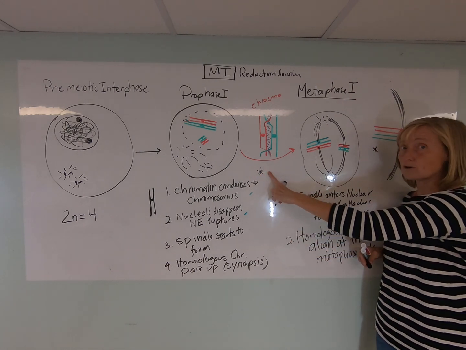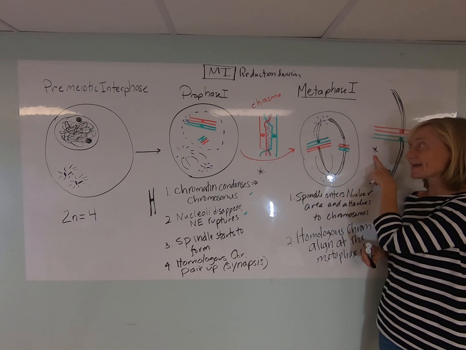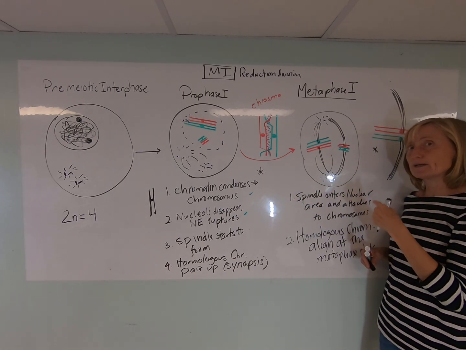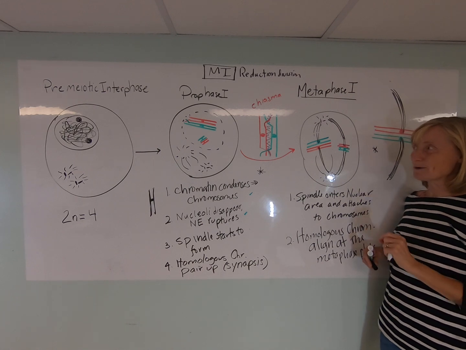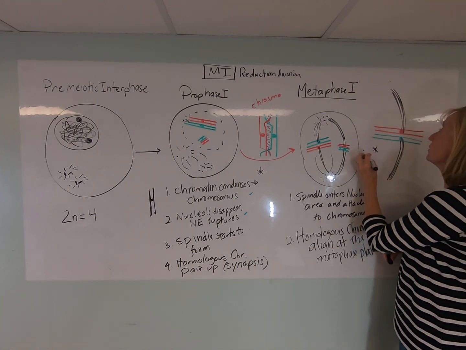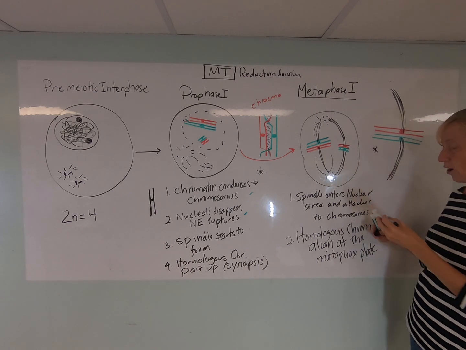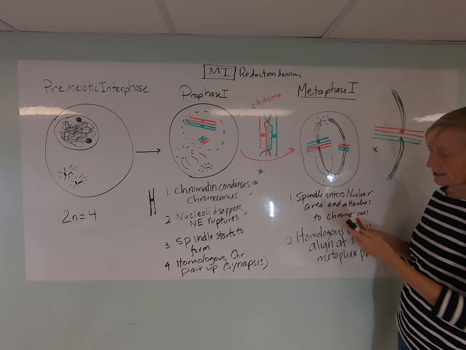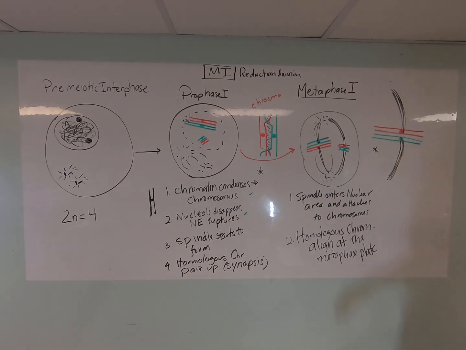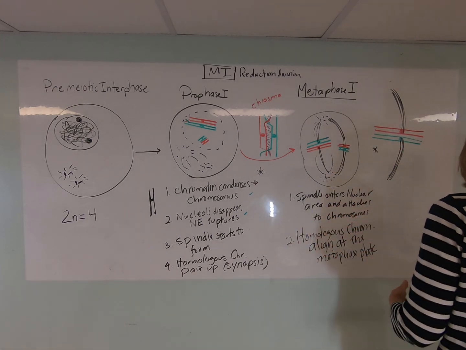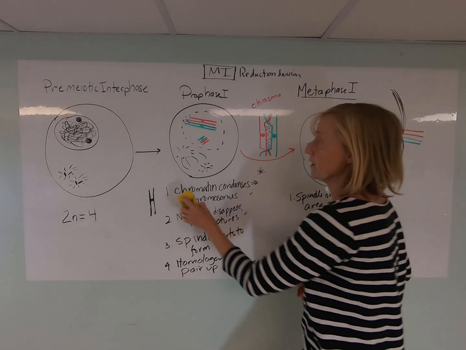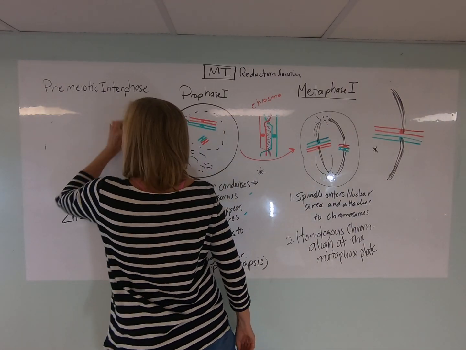First, crossing over, or genetic recombination. Second, the independent alignment or assortment of chromosomes at the metaphase plate. Now we're ready to move on, and we'll move to Anaphase 1 and Telophase 1. So let's get those drawn out. I'm going to, unfortunately, have to erase things so that we can draw out Anaphase 1 and Telophase 1.